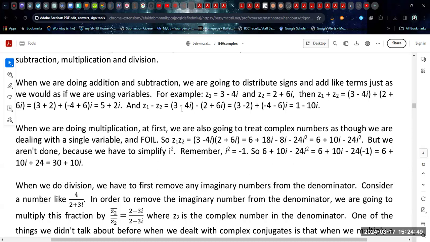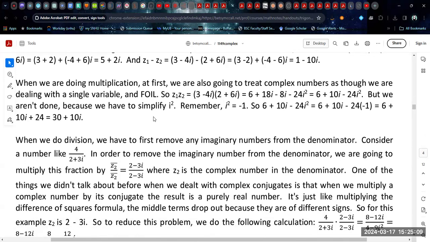And if I'm subtracting, the only thing I have to remember to do is distribute that minus sign and then add like terms. So 3 minus 2 would be 1, and -4 minus 6 would be -10i.